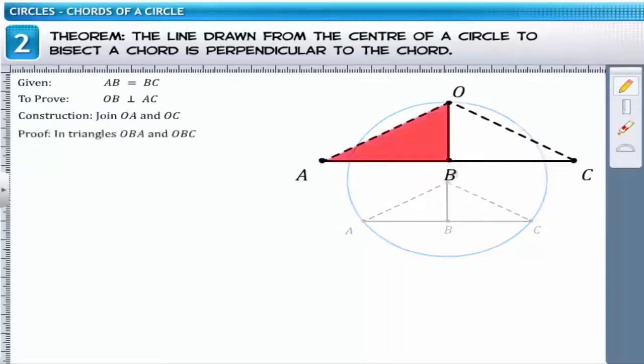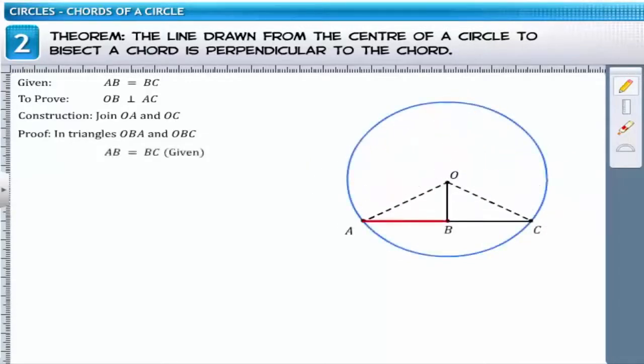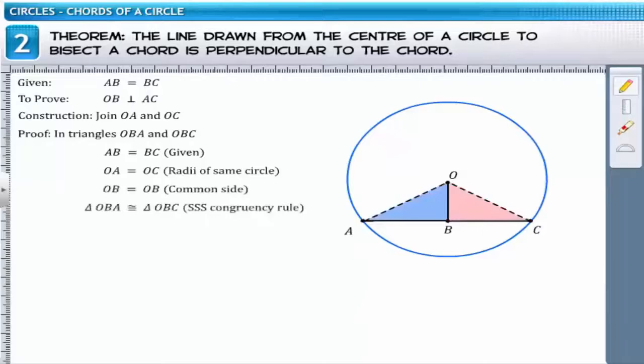Consider triangles OBA and OBC. In these two triangles, it is given that AB equals BC since OB bisects AC. OA equals OC since both are radii of the same circle. OB is the common side to both the triangles. So the triangles OBA and OBC are congruent by the SSS congruence rule.